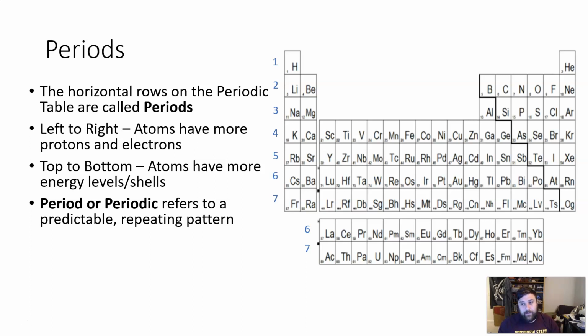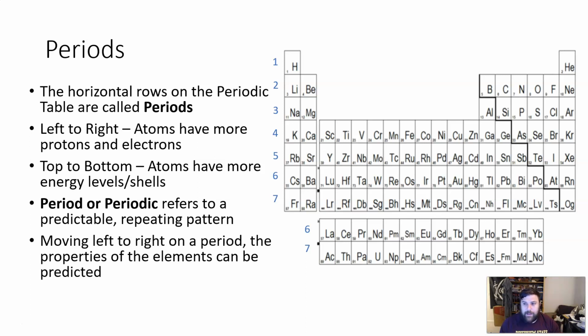Period or periodic is simply referring to the fact that something is predictable and repeating. There is a predictable and repeating pattern that we can follow. And in this case, that pattern has to do with the properties and characteristics of these elements. As I go left to right, as I add to the atomic number, there are predictable patterns that we can see arise.